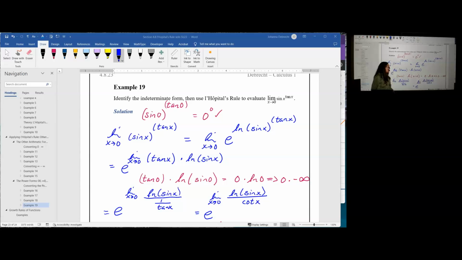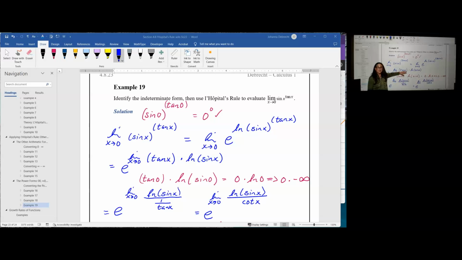Let's take a look at how to solve this last example of the power forms. Again, when I substitute, I get sine of 0 to the tangent of 0, which is 0 to the 0th power, a power indeterminate form. I know that I have to take the natural log to bring the tangent of x to the line, and then I have to exponentiate to undo having taken the natural log. So I apply the natural log, undo it by exponentiating.